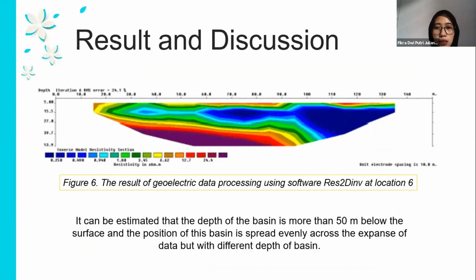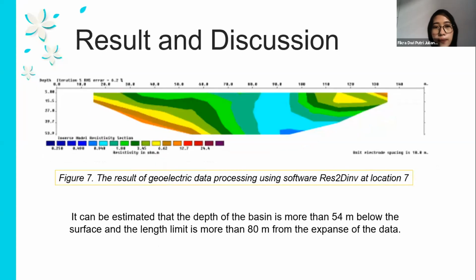So this is location 6. It can be estimated that the depth of the basin is more than 50 meters below the surface, and the position of this basin is spread evenly across the expanse of data, but with different basin depths. This is the last location. It can be estimated that the depth of the basin is more than 54 meters below the surface, and the length limit is more than 80 meters across the expanse of data.